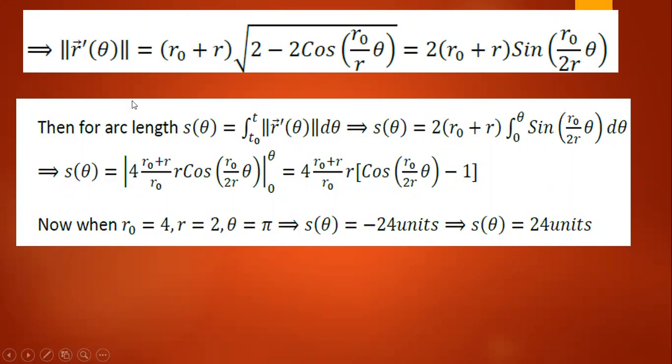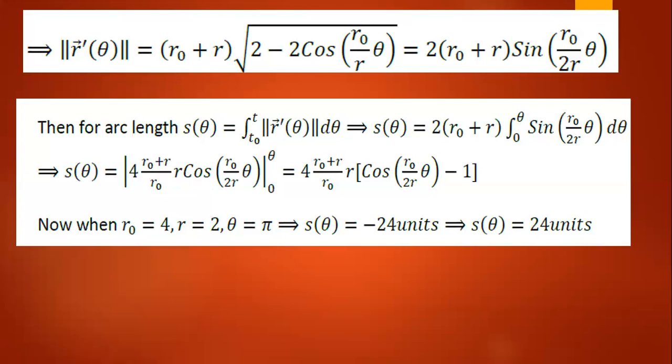Okay, now for the arc length s theta, our parameter has changed. S theta is equal to the integral from t naught to t of the norm of r prime theta d theta. This is our general formula. In the previous question it was u, and in this question it is theta. So s theta is equal to 2 times r naught plus r, which is constant, times the integral of sine theta over 2 d theta. The derivative gives sine, and its integral is cos theta.